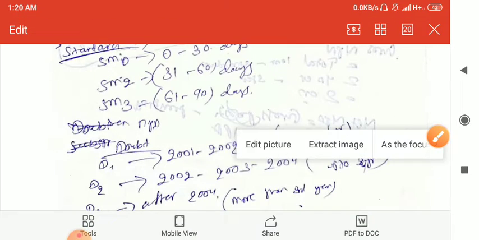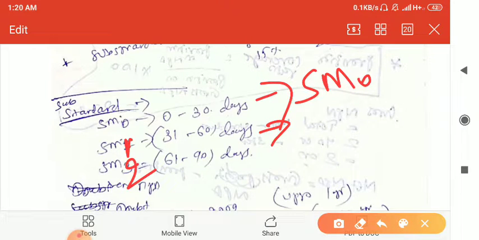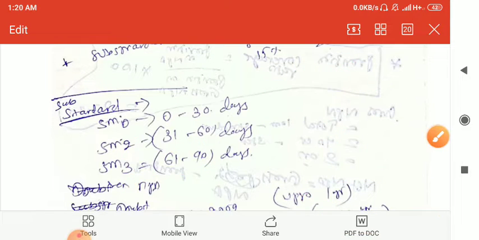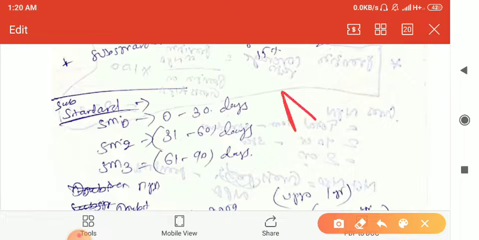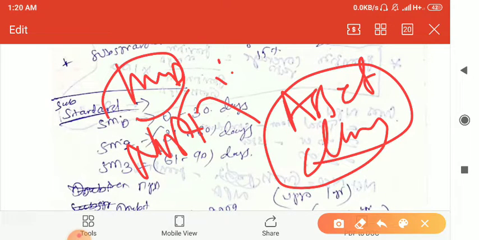So this is important. One more important thing is SM. Remember, up to 30 days it will be SM0, standard 0. Then 31 to 60 will be SM1, and 61 to 90 will be SM2. Remember this, right? So this is all about asset classifications and NPA provisioning, right? This is very important in module D, right?